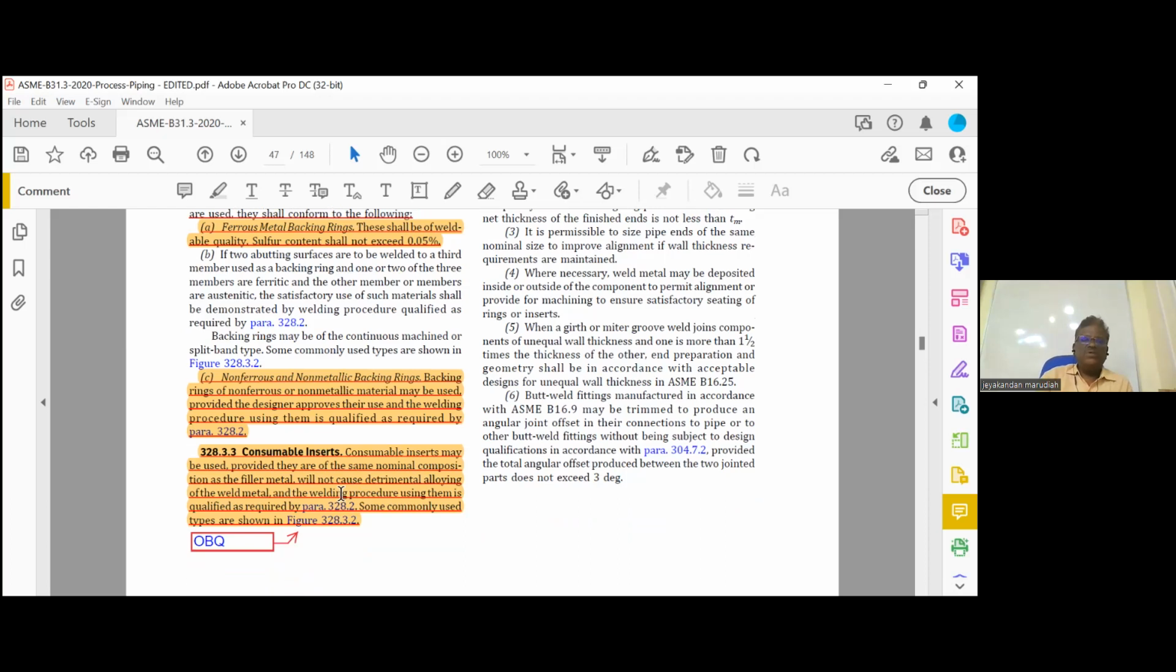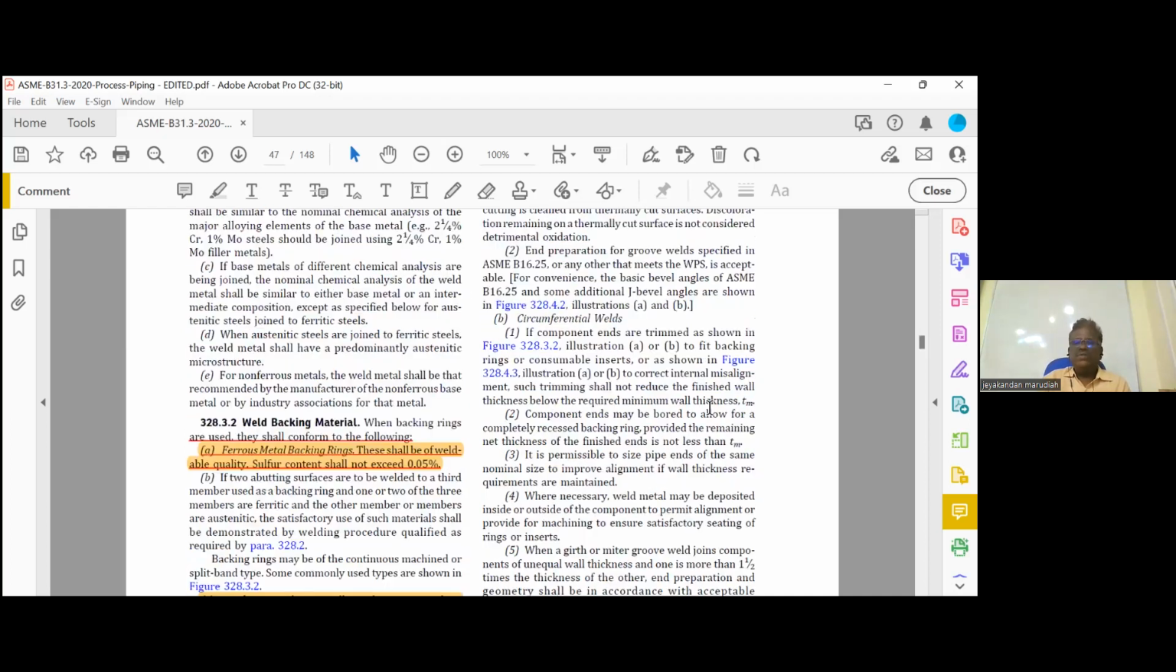Consumable inserts, again it is an open book question. Consumable inserts may be used provided they are of the same nominal composition, will not cause detrimental effects, and the welding procedure using them is qualified. Again, consumable inserts, I will show you the video maybe during the break.